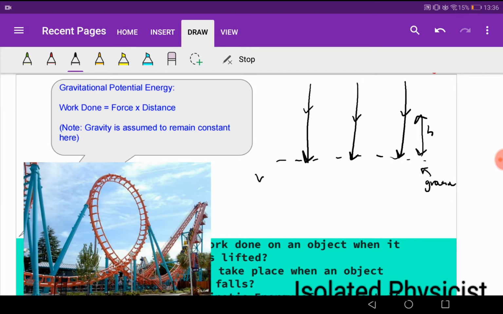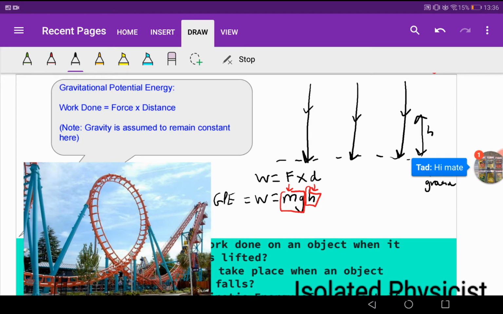We still use W, work done is force times distance, but in this case force is mg and the distance is h. So this is where gravitational potential energy comes from, because the force is equal to mass times g and the distance is equal to h. Now it's worth saying here that you can fix your 0 point of h wherever you want. And what do I mean by that?